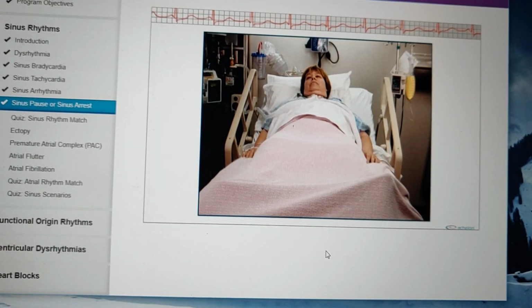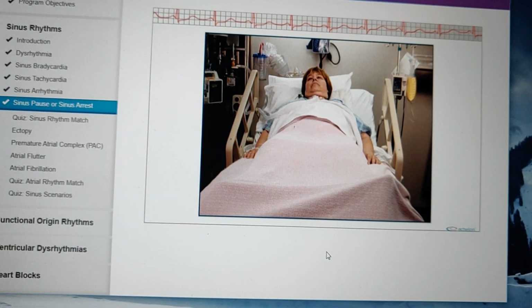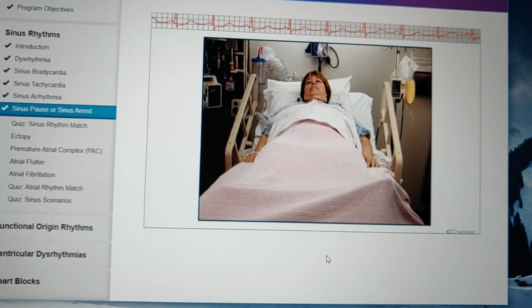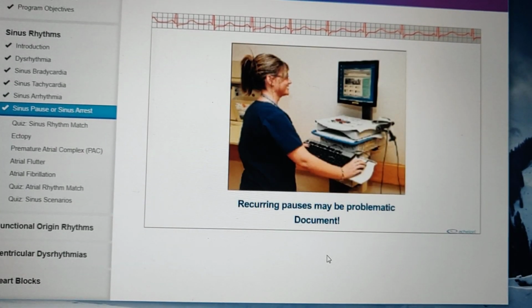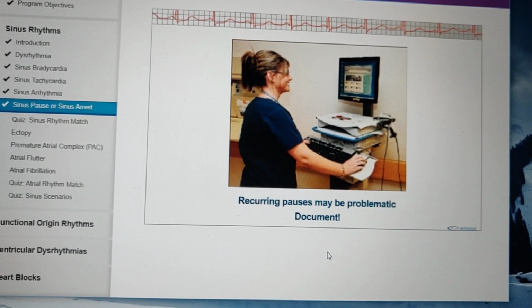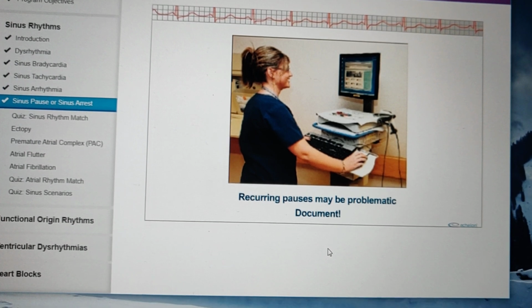The treatment for sinus arrest begins with assessing the patient. If they are asymptomatic, it is probably an isolated event and is not a problem. But because it may be problematic if the pauses recur, be sure to record the event on the patient's chart to inform the doctor of the event.